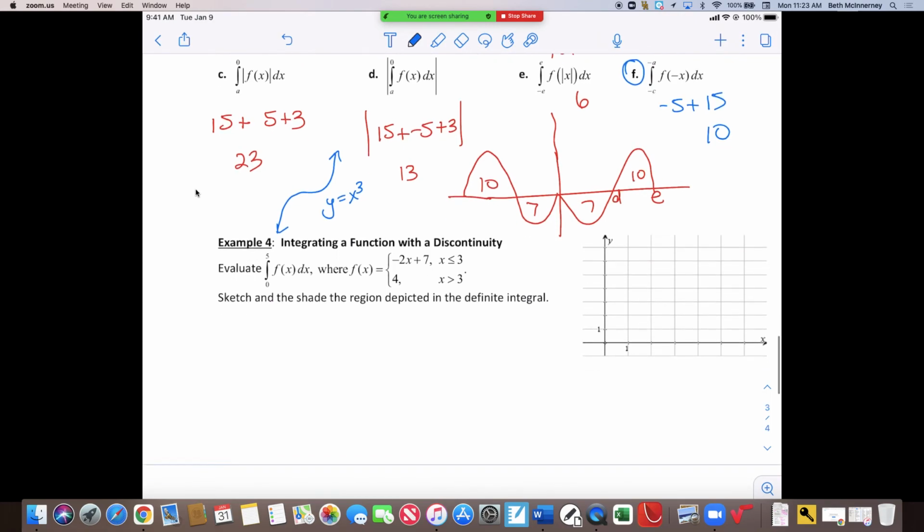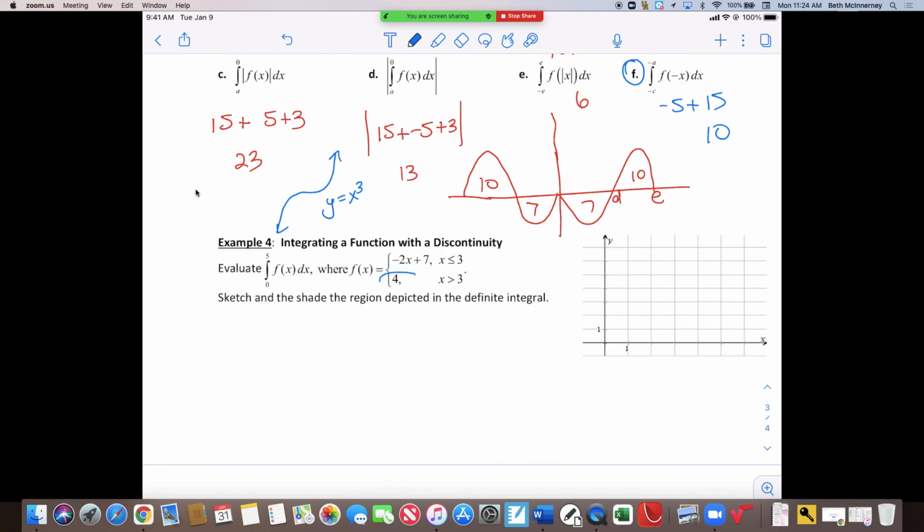All right, let's look at the last one. What about integrating a function with a discontinuity? If I want to evaluate the integral from 0 to 5 of f of x dx, where f of x equals negative 2x plus 7 when x is less than or equal to 3, and f of x is 4 when x is greater than 3, we're going to sketch this and shade the region that's depicted in the definite integral.